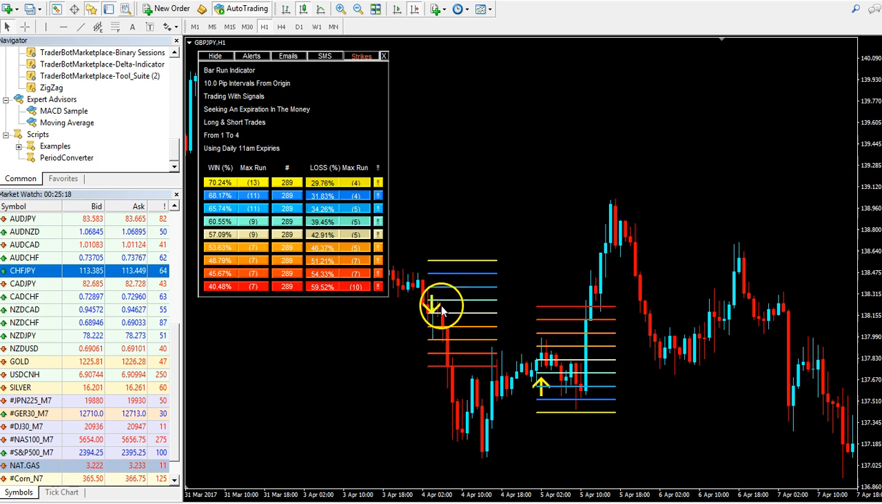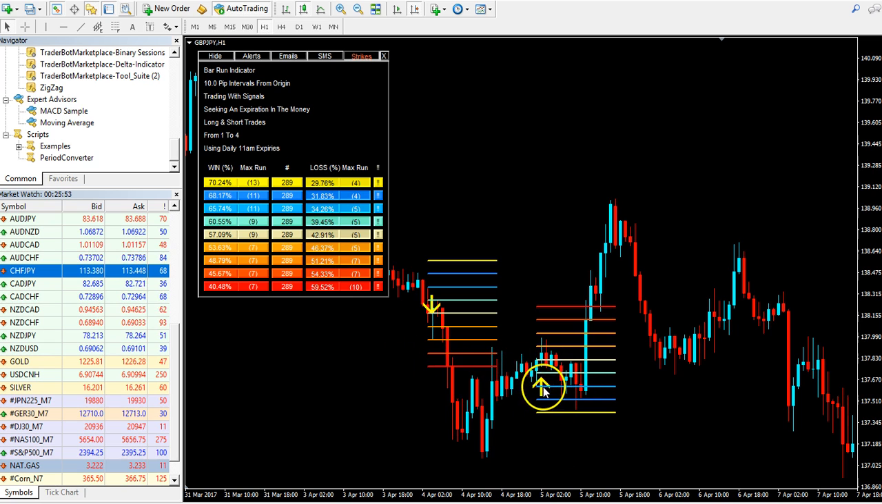Now, on signal number 1, if you were trading this ITM or in the money, was it profitable? Yes, price closed below this line. It is profitable. What about this signal? Is it an ITM winner? Yes, it closed above this line. Now let's look back at signal number 1. Was this an OTM winner? Yes, price closed below this line upon expiry.